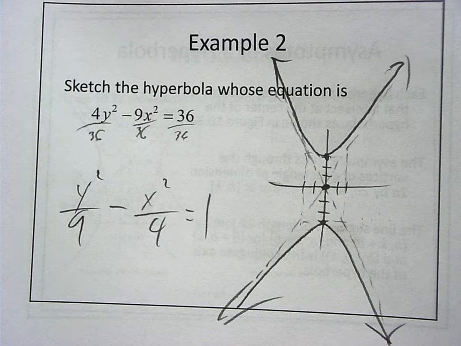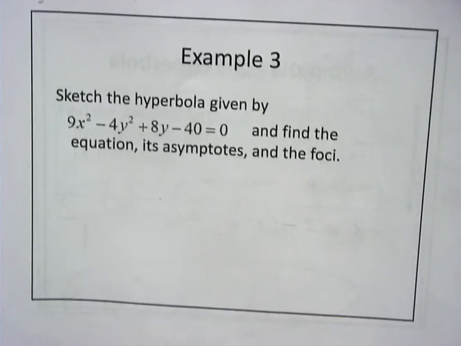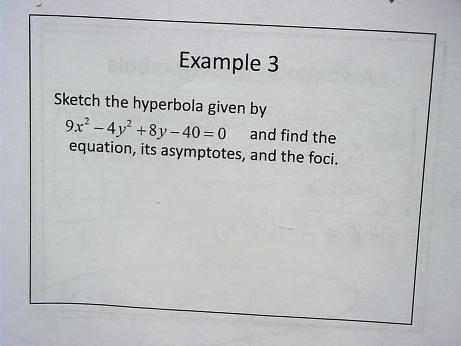Questions so far? Okay. Let's kind of look at worst case scenario. It's asking you to do pretty much everything. Sketch the hyperbola given by that equation. Find the equation of the hyperbola, its asymptotes, and its foci.